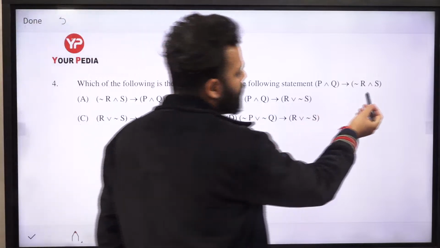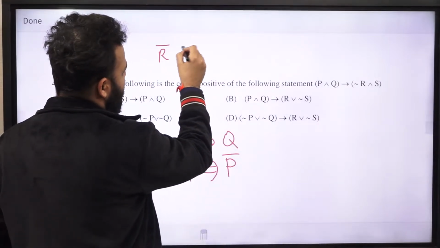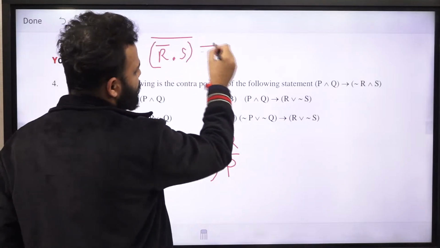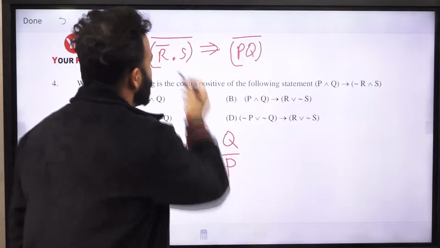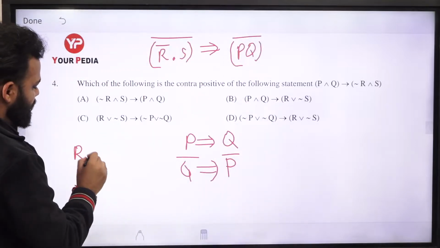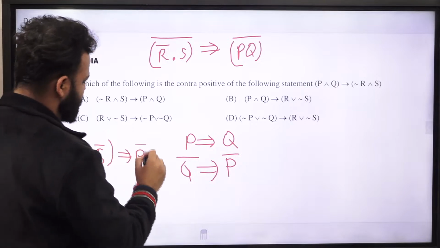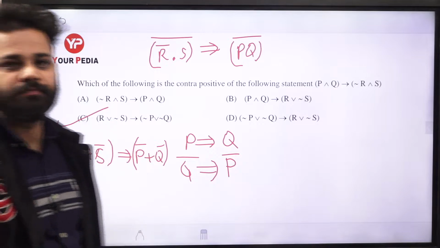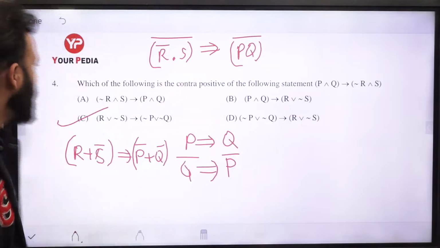So in order to do the contrapositive, just take the right side. So R bar dot S negation implication PQ whole bar. So if you open it, it will say R plus S bar implication P bar plus Q bar. So it is option C. Yes, option C. Contrapositive we have to see.